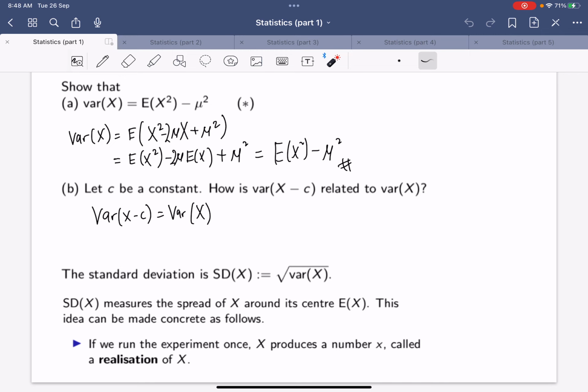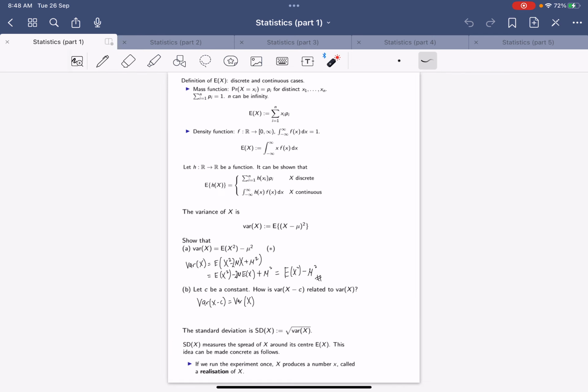So another thing that statisticians like to say is that we run an experiment once, and x produces a number, maybe like 2, and this is known as the realization of x.